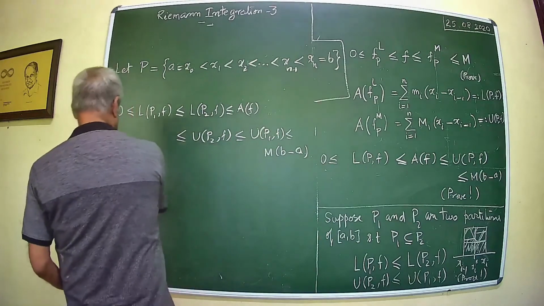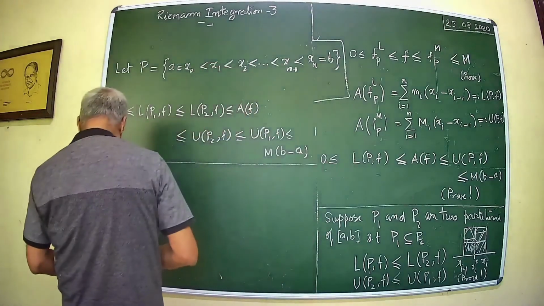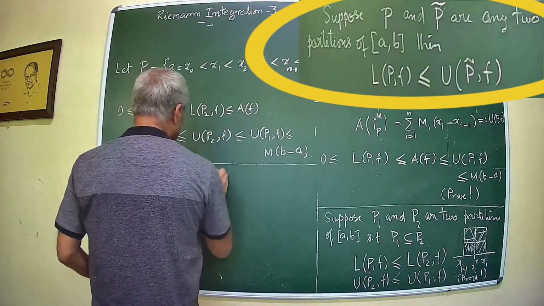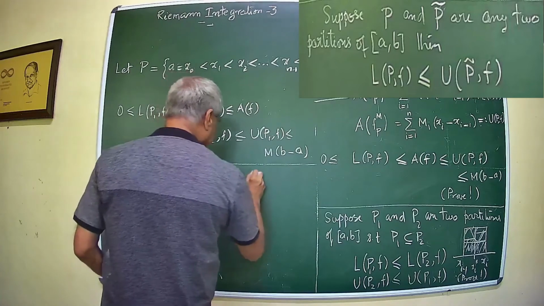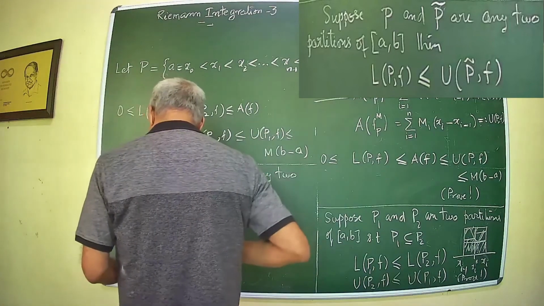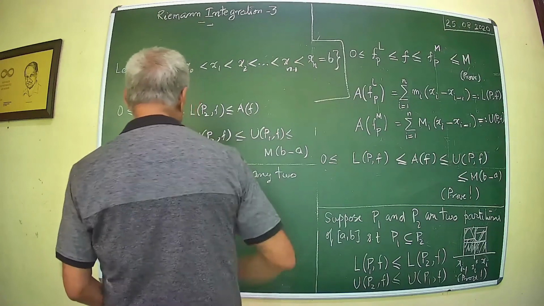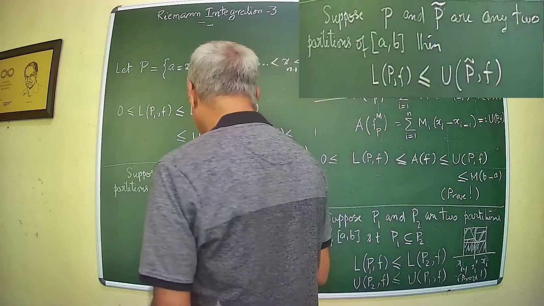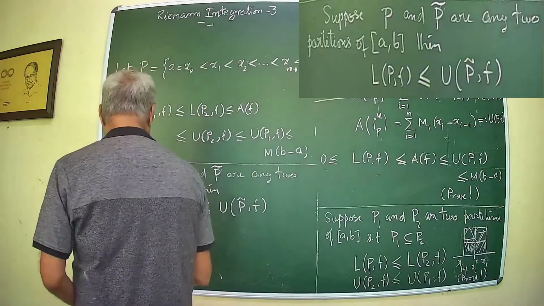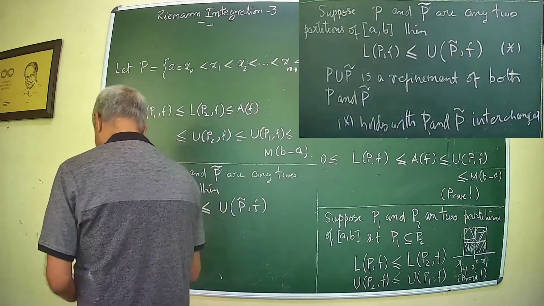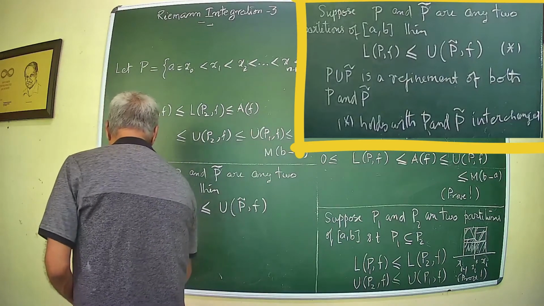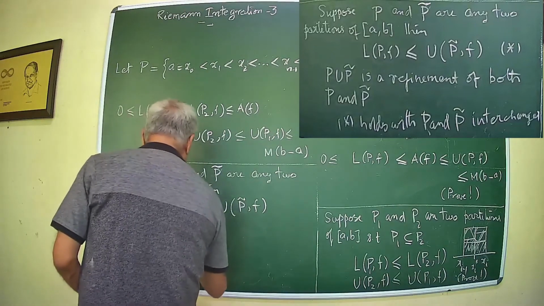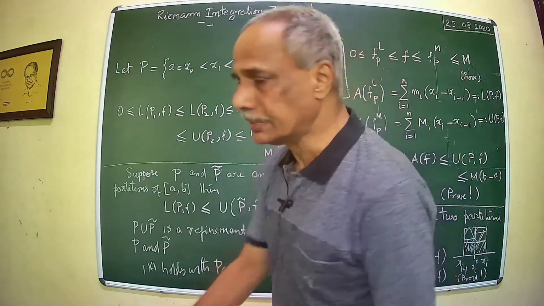Now we make another observation. The other observation that you make is this. Suppose P and P tilde are any two partitions, we can prove that this inequality is there. How do you prove that? It is proved using the following fact. That means if you take P union P tilde, it is a refinement of both. Therefore, what is that you end up with?